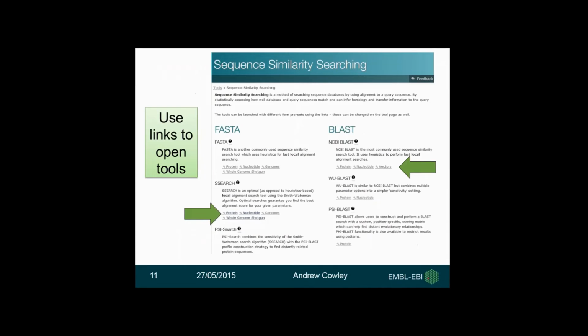And this page looks like this. So there's a menu here of different sequence similarity search tools. And you open the input forms for these tools by clicking on the links underneath each tool. So if I was going to look at protein sequence searching, so I want to search the protein sequence databases at EMBL-EBI, I would click on the protein link under, for example, the NCBI BLAST paragraph.